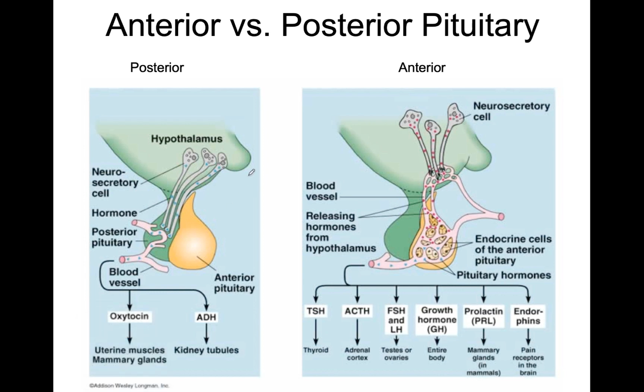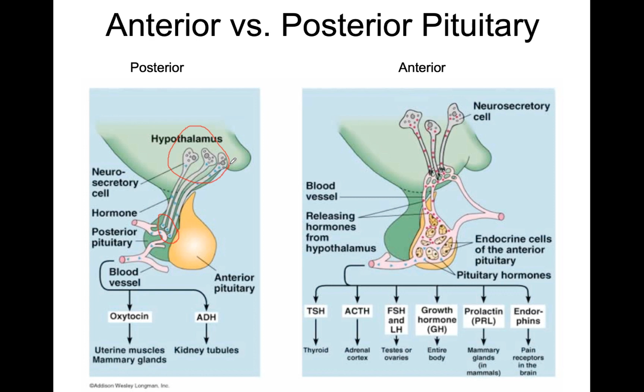The posterior pituitary, we'll start with this one. This one's a much more simple one. The posterior pituitary, if you notice, the hormone up in the hypothalamus is the same as the hormone color down in the posterior pituitary. This is because the posterior pituitary gland doesn't produce oxytocin and ADH. It simply stores them. So where are these 2 produced? They're produced up here in the hypothalamus.